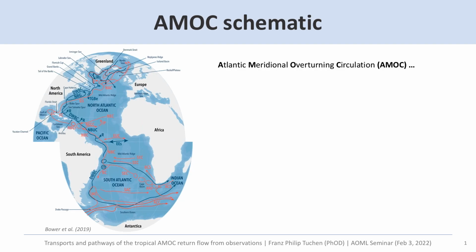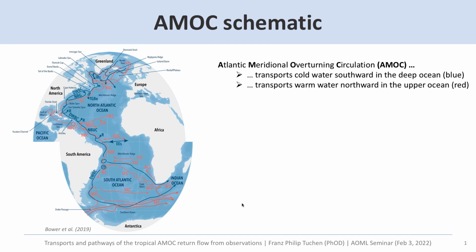Okay, I want to start with this AMOC schematic from Buckley et al. in 2019. Of course, you know that the AMOC is the Atlantic Meridional Overturning Circulation, and in this schematic, you can see the two different branches that are associated with the AMOC circulation. On the one side, in blue lines, you have the transport pathways of cold water going southward at depth. And then in the red lines, you can see the return flow, or the warm water returning to the North Atlantic seas and the Nordic seas, intensified in the upper part of the ocean.